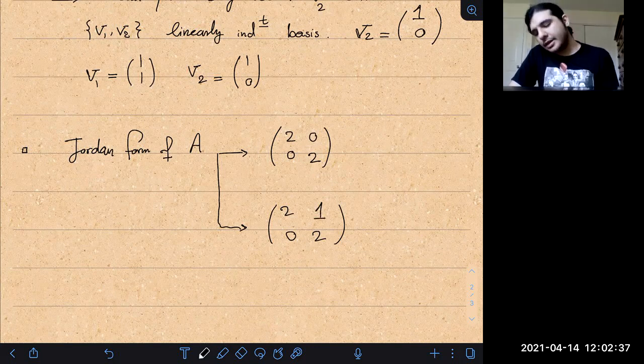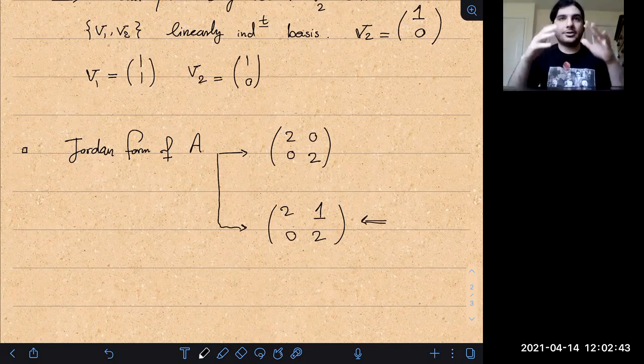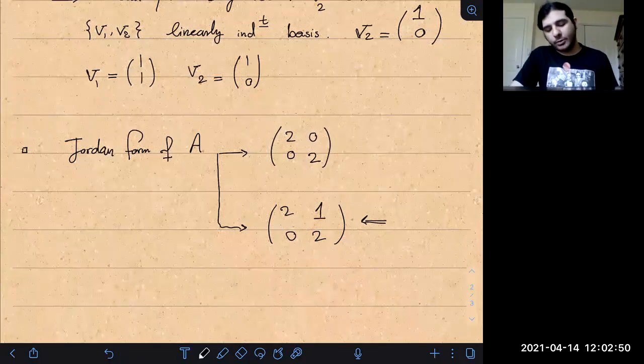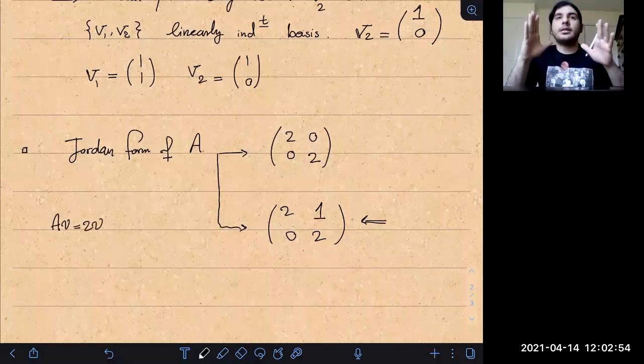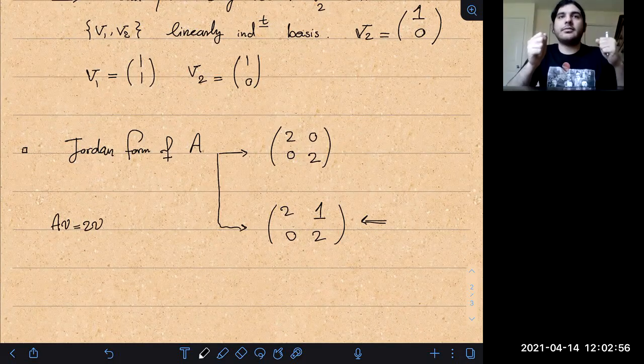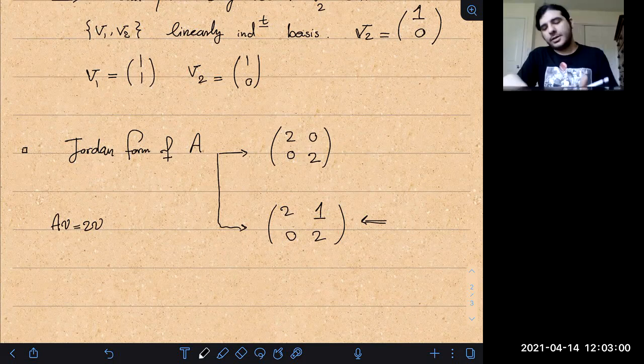And actually, we already know that this one is the answer, because the algebraic multiplicity of our eigenvalue was 2, but when we solved the equation AV equals 2V, the number of linearly independent vectors we got was 1. In this situation, we always end up with this form of the matrix. But we can compute that directly too.